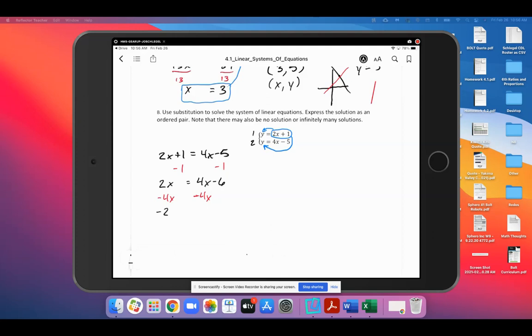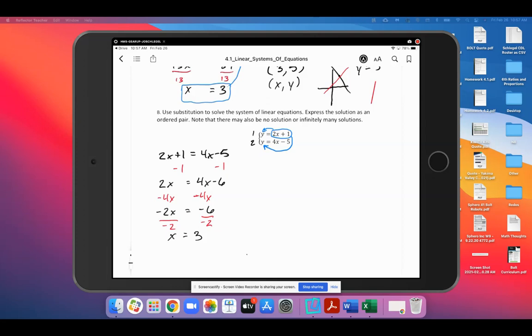I'll have negative 2x is equal to negative 6. I'll divide by negative 2, and I will end up with x is equal to 3. So my x value is 3, and just like the system of equations prior, I can put this value of 3 back into either one of them, and I'm going to get the same result.